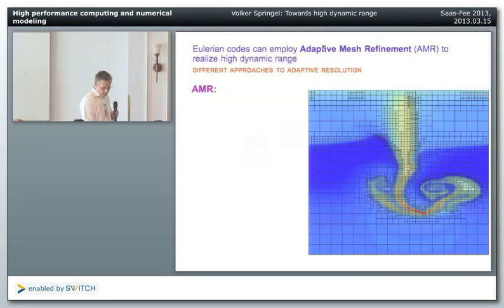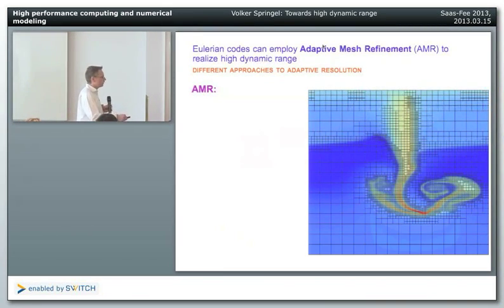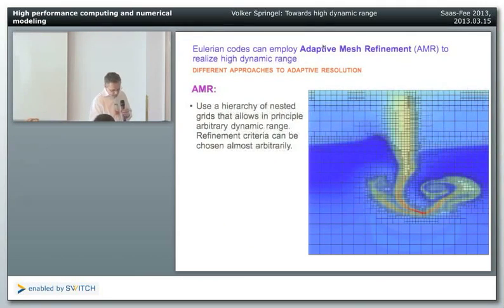Yeah, so AMR, and this is another example from an AMR code. Here you see how this would pan out in practice in a 2D calculation. Here is some sort of Rayleigh-Taylor finger, some heavy fluid going down, and then you see that the code has refined this region with a finer mesh in some adaptive fashion. So as I said, this hierarchy of nested grids allows you in principle to achieve an arbitrary dynamic range. And the refinement criteria can be chosen almost arbitrarily.